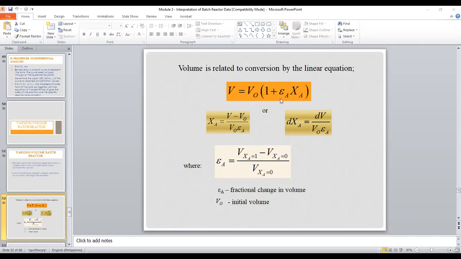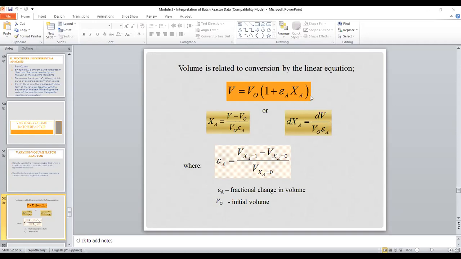Now, in the formula on top, you have the initial volume multiplied by 1 plus epsilon A XA. So you have epsilon A here. Since VO is a constant, the relationship you're seeing is between conversion and the final volume of your system. How is the final volume of your system dependent on the degree of conversion of your reactant A?